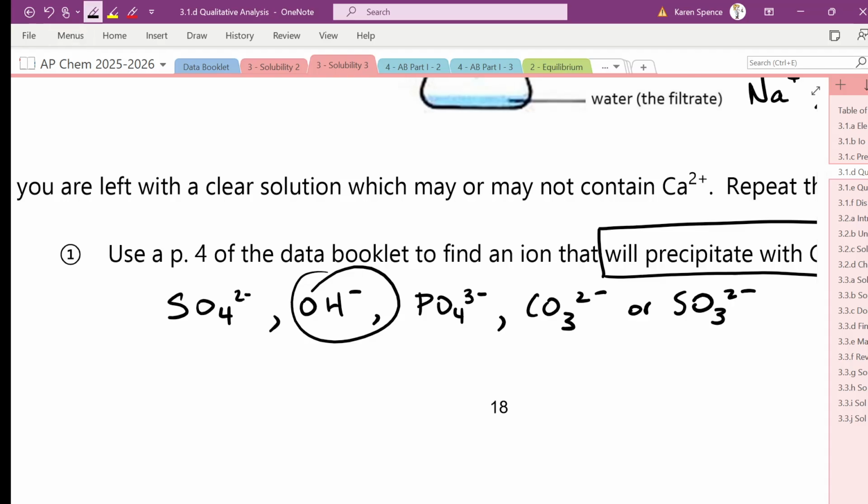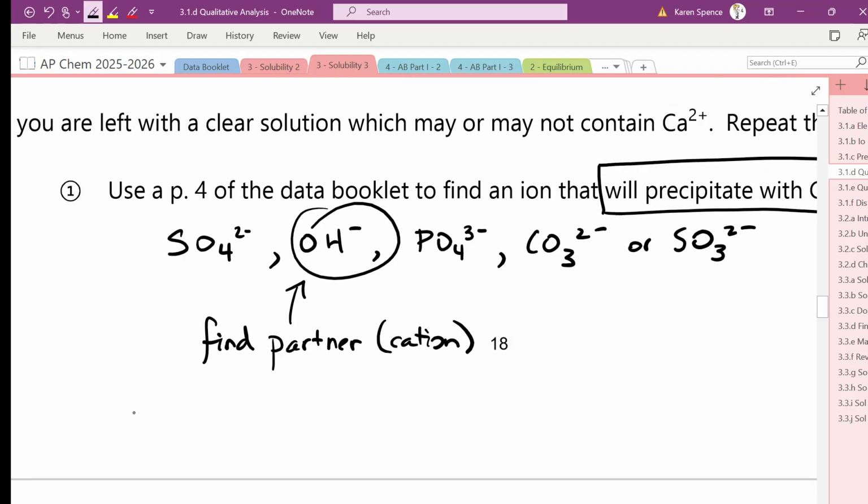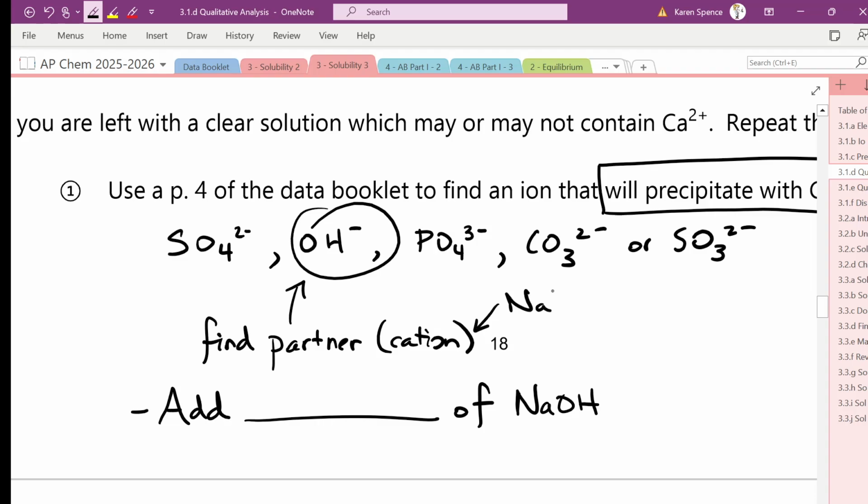So we will now do what with that OH? Find a partner. Who is the partner? Cation. And anytime you need a cation, who is the most obvious choice? Sodium. So what we're going to do then is we are going to add an excess of NaOH.